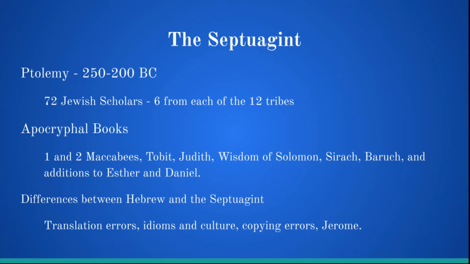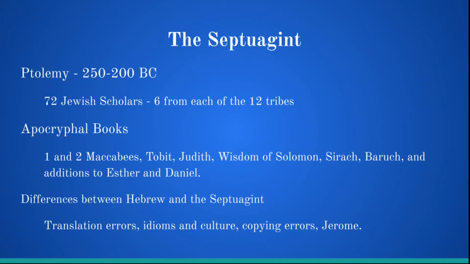Later copies of the Septuagint, up to 400 AD, include books that were not in the original Septuagint, and included 1st and 2nd Maccabees, Tobit, Judith, the Wisdom of Solomon, Sirach, Baruch, and additions to Esther and Daniel. As these books were translated then into Latin and English, they were included in the Catholic and Orthodox canons, but dropped in most Protestant canons. These books became known as the Deuterocanonical or Apocryphal books.